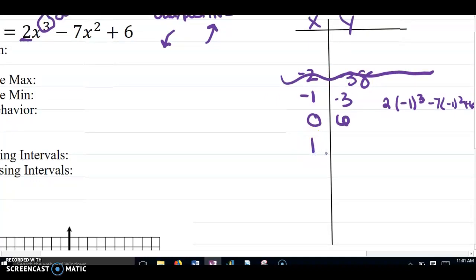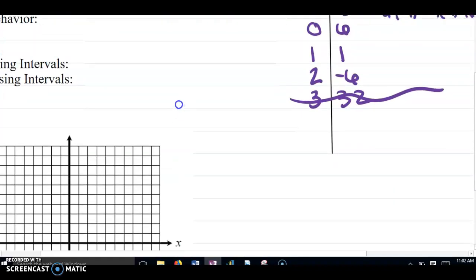But we can go in the other direction and do 1 and maybe 2. If you plug in 1, you get 1, so that works out. We'll try 2, and you get -6, so we're still getting good points. We'll try 3, and that gives us 32, which is too big. So we have 4 good points. We'll plot those on our graph.